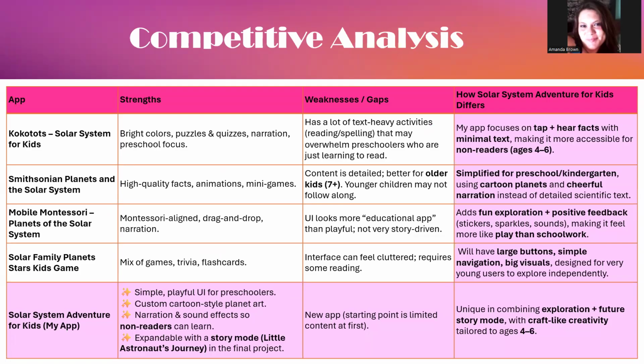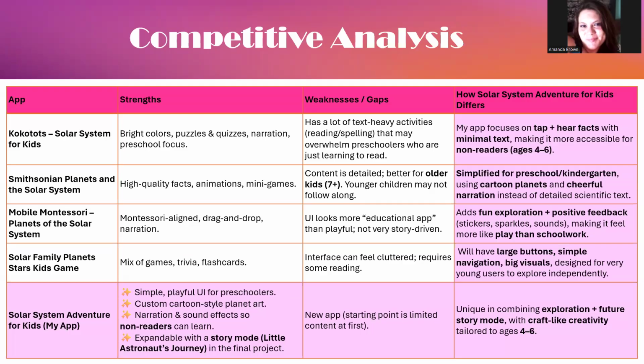Competitive analysis: the other apps that are on the market. I've listed their strengths and then the strengths for my app, and how my app differs from the ones that are currently out. The Solar System for Kids: its strengths are bright colors, puzzles and quizzes, narration, and preschool focus. It has a lot of text-heavy activities, reading and spelling, that may overwhelm preschoolers who are just learning to read. Where my app differs, my app focuses on tap and hear facts with minimal text, making it more accessible for non-readers, like ages 4 to 6.